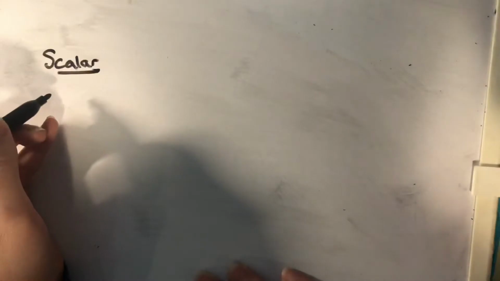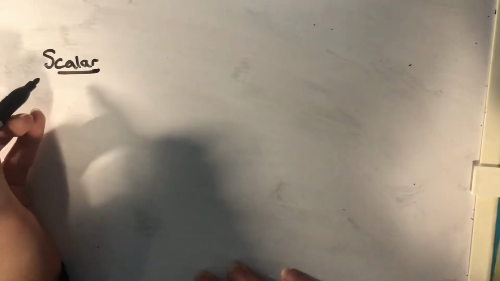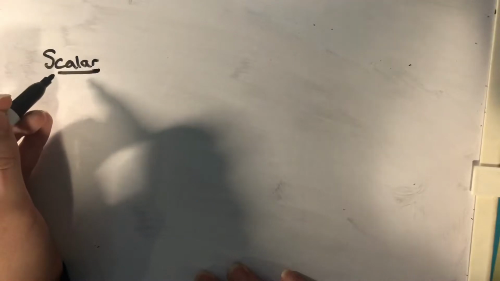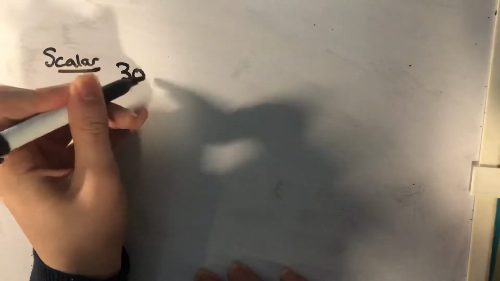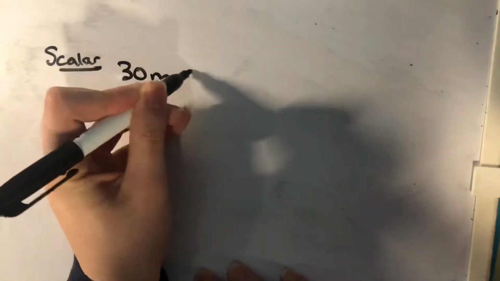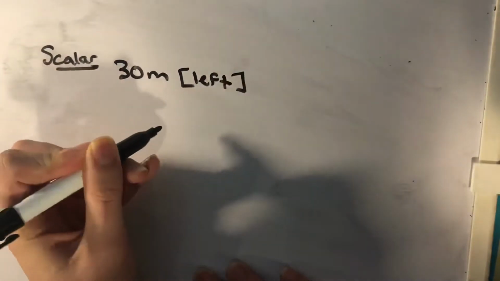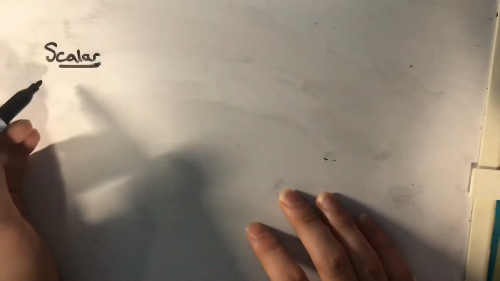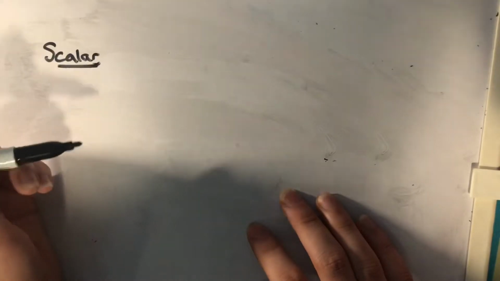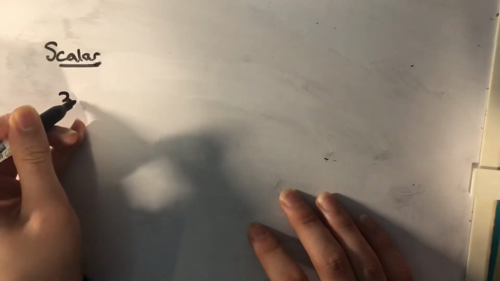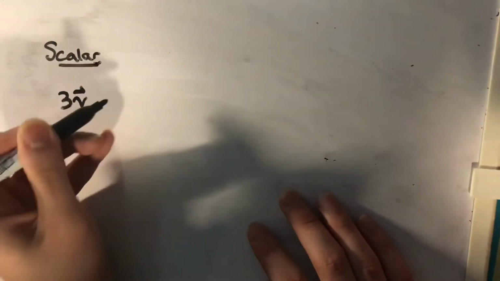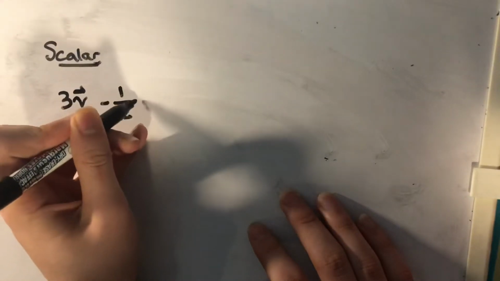This one is on multiplying by a scalar. So you might remember that a scalar is a quantity with just magnitude. For example, 30 meters is a scalar, while 30 meters left would be a vector. Sometimes we see scalars being multiplied with vectors. For example, we get 3 times vector v, or -1/2 times vector u.